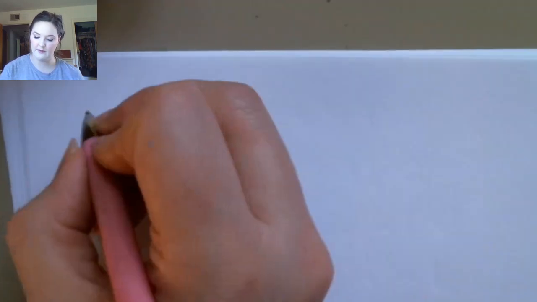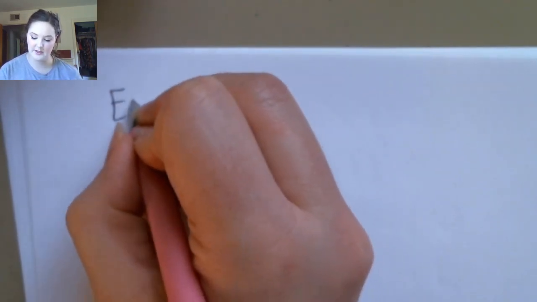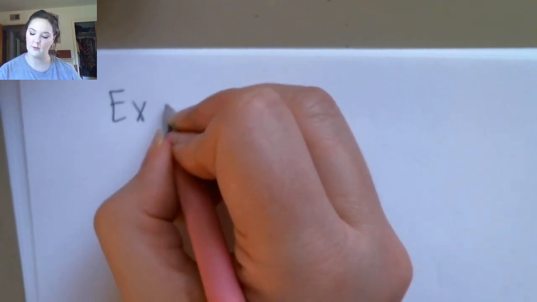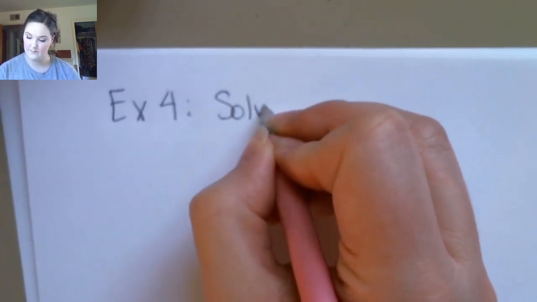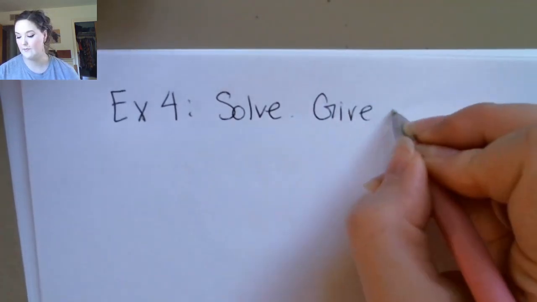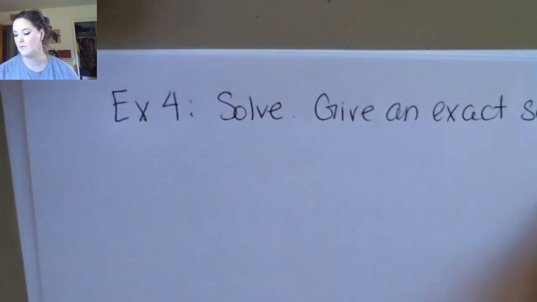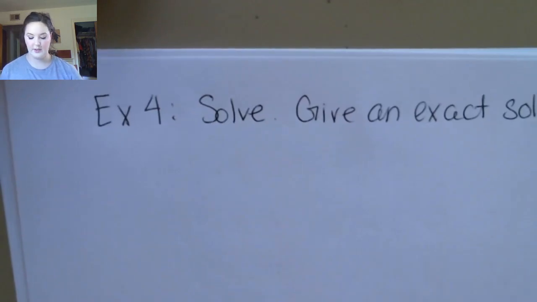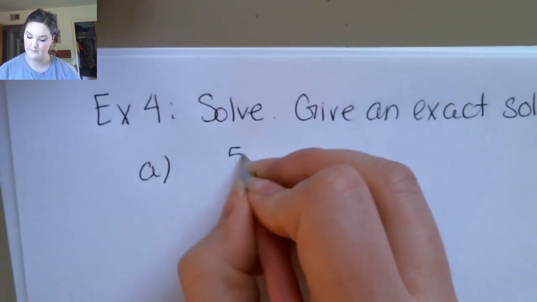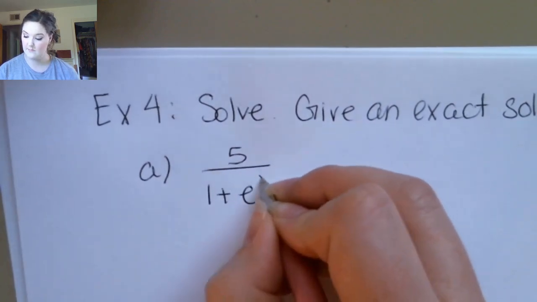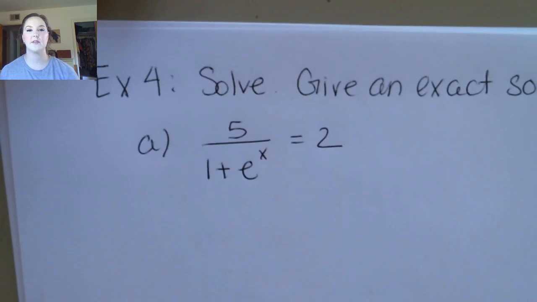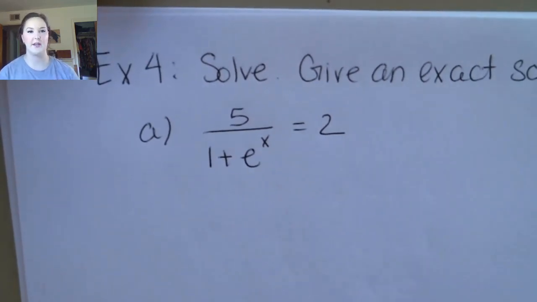So let's look at some examples of other types of equations that include exponentials. Example number 4. This style of equation where you have the fraction and an exponential function is actually really common in biological modeling. So I want to make sure that you guys who are interested in biology and science have seen some examples like this.